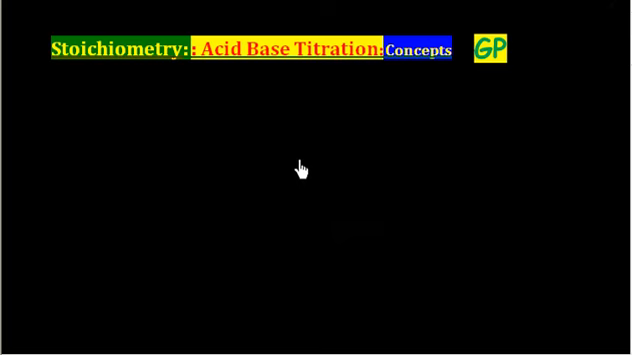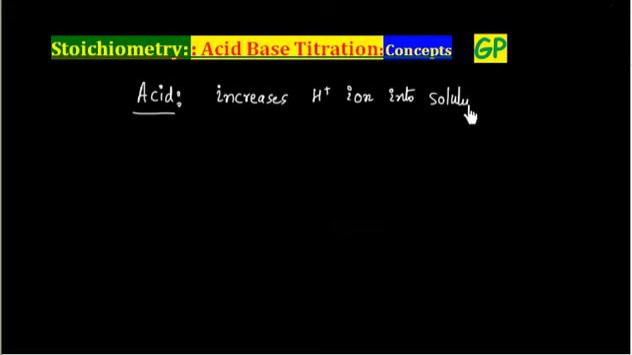In this lecture, we will be discussing acid-base titration. Now, if I ask, what is an acid? An acid is a substance that provides H+ ion into the solution, that increases H+ ion into solution. So this is a simple definition of acid.